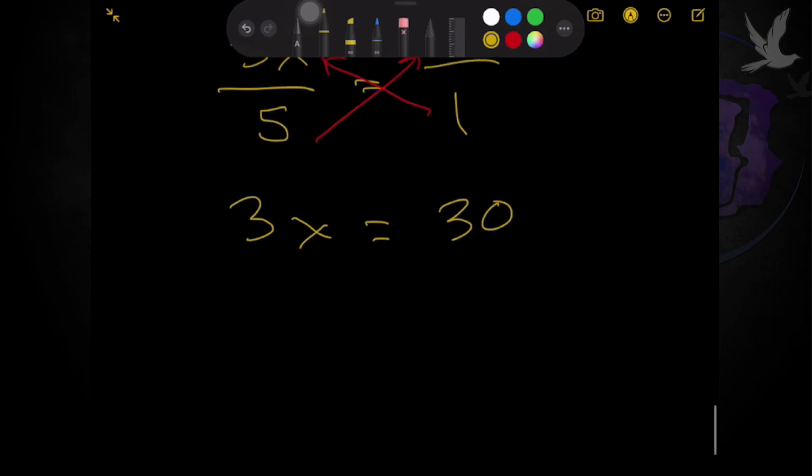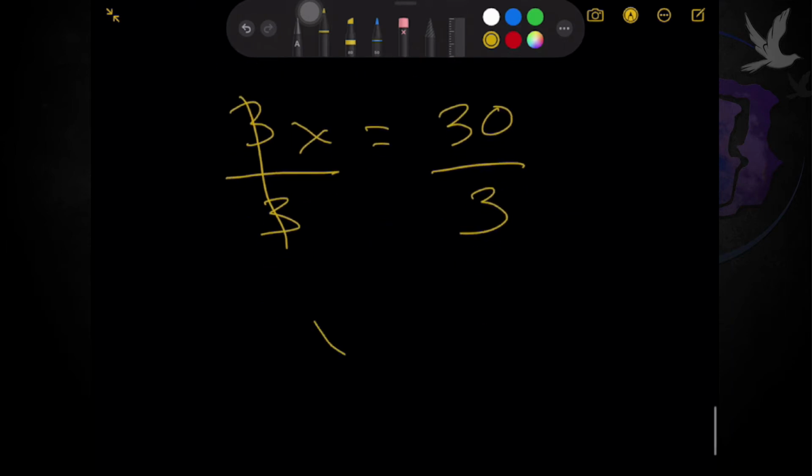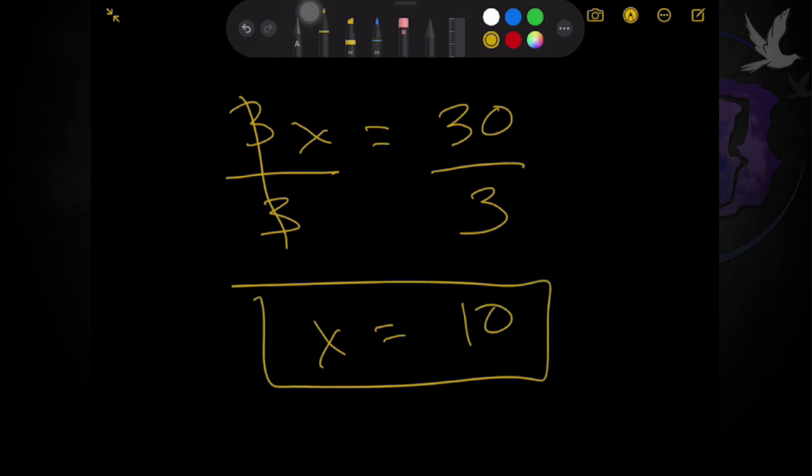Then again, may kasama si x dito which is yung coefficient 3. You want to remove 3 by simply cancelling it, and what you do in one side of the equation, do it on the other side of the equation, which now leaves you with x equals 30 over 3, which will now give you the answer of 10.